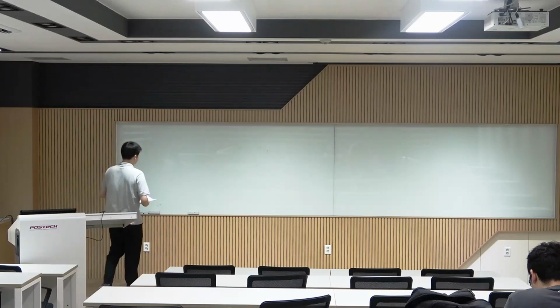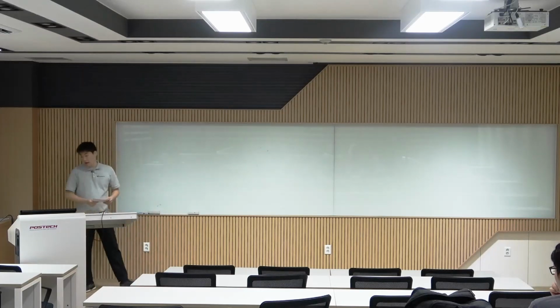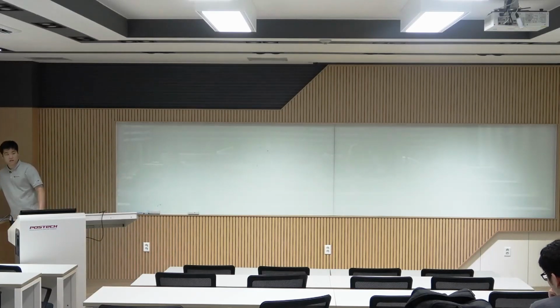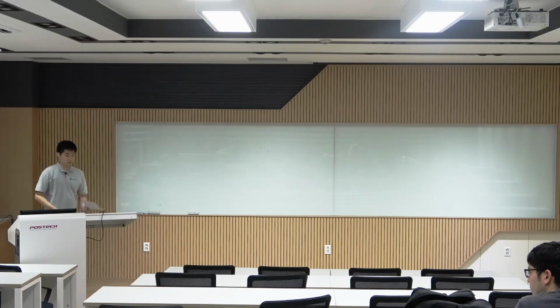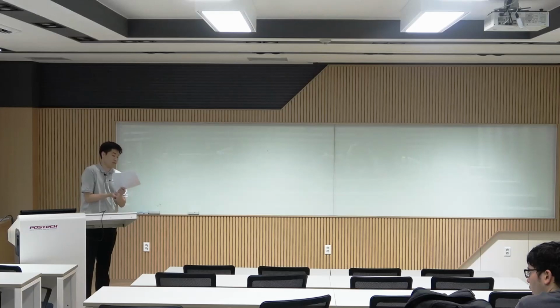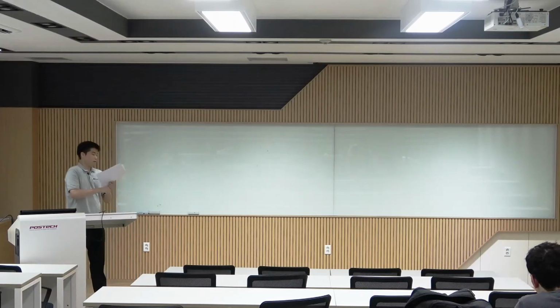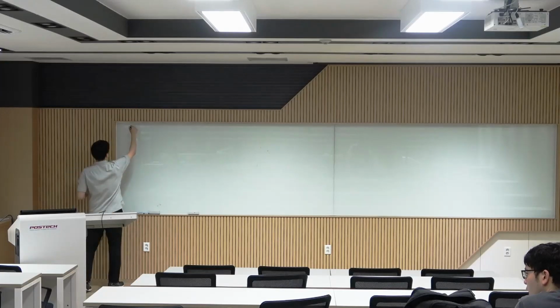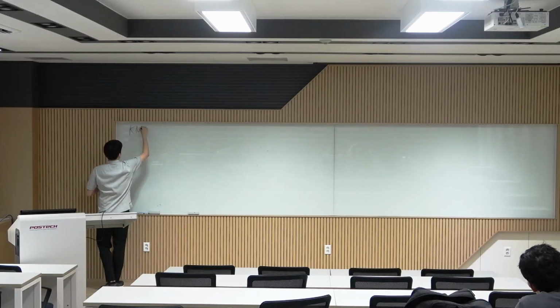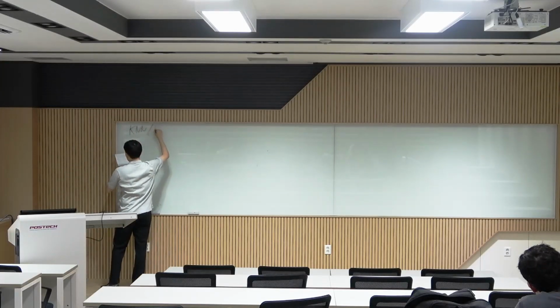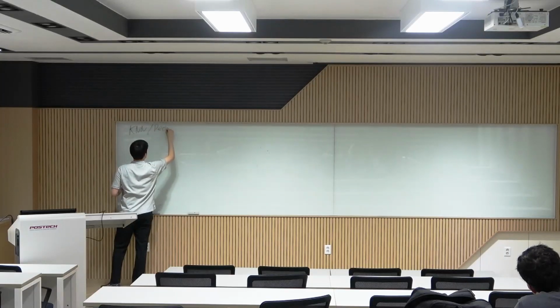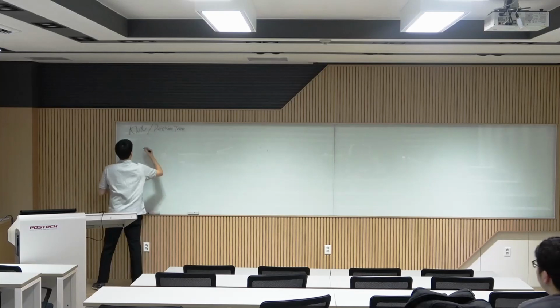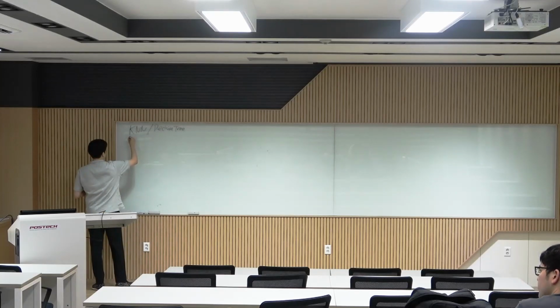So this is the summary that I used for studying this class when I was taking it. Our first section was KNN and decision tree. So we go over supervised learning.